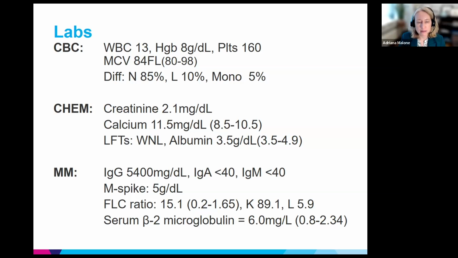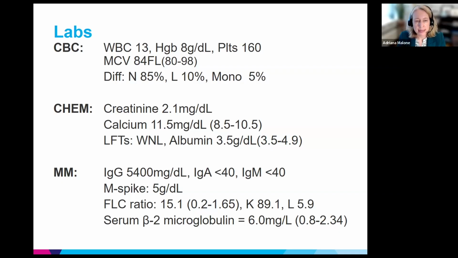IgM paraproteins. Overall, her monoclonal protein spike is 5 grams per deciliter, and she has an elevated free kappa lambda light chain ratio of 15.1. The serum beta 2 microglobulin is 6, which is elevated as well.